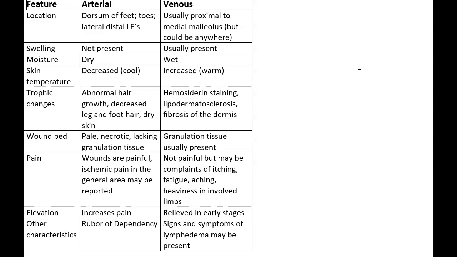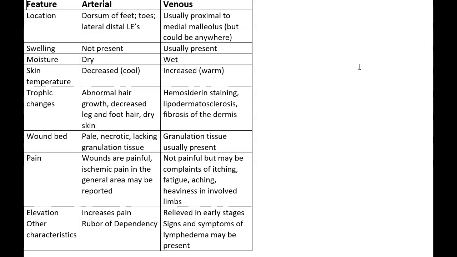With venous wounds, usually there's an increase in skin temperature in areas adjacent to the wound itself. Now, as far as appearance, other than what we've already listed, let's go arterial first. So you've got dry wounds, you don't have any swelling, you've got cool skin temperature. You may also see a lack of hair. Hard to tell if somebody shaves their legs or they didn't have leg hair to begin with. The skin also tends to be very dry.